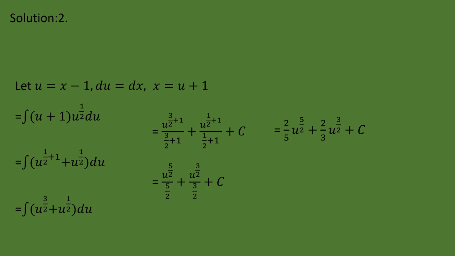Then we know that our value of u is x minus 1. So we have here 2 over 5 of the quantity x minus 1 raised to the power of 5 over 2 plus 2/3 times x minus 1 raised to the power of 3 over 2 plus c. So that will be our answer for solution number 2.